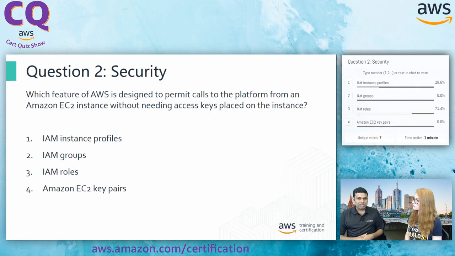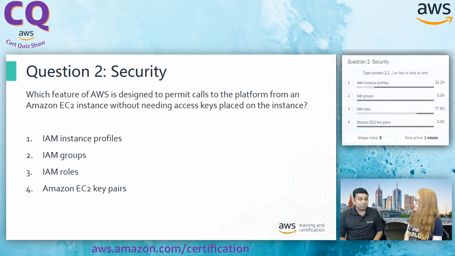Option two, IAM groups. A group is a collection of users. And here we are not talking about a user, we are talking about an application running on EC2, and therefore two is ruled out as well. Nice and easy. Okay, so we're looking at one and three, and that is the split on the poll as well, Karthik. Correct. Now remember in the earlier question I said sometimes you have multiple answers that could be right, but you've got to pick the best answer.